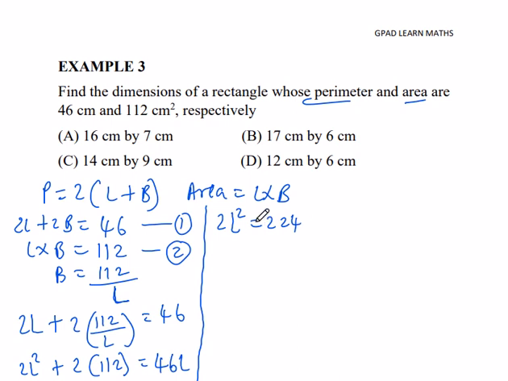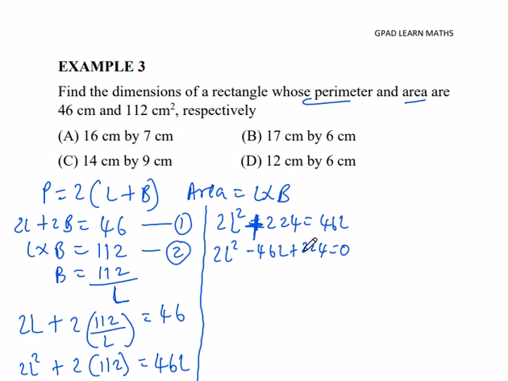Okay, sorry, this is plus here already. Sorry, this is plus 224 is equal to 46L. So move this 46L to the left hand side. That will be 2L squared minus 46L plus 224 is equal to 0. Mind you, I changed the sign of this 46L because I am crossing it over to the left hand side.